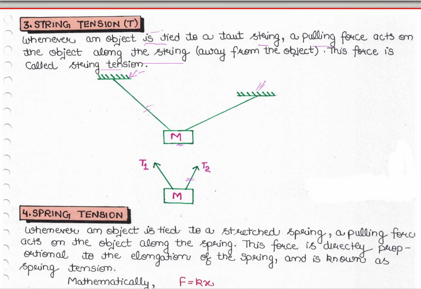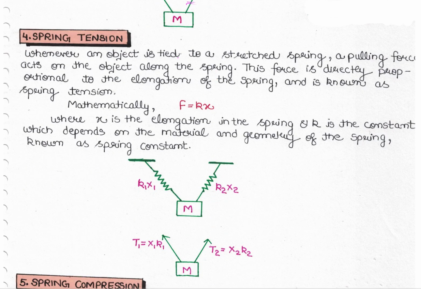Okay. 4. Spring tension. Whenever an object is tied to a stretched spring, a pulling force acts on the object along the spring. This force is directly proportional to the elongation of the spring and is known as the spring tension. Mathematically, you can write capital F is equal to Kx, where x is the elongation in the spring and k is the constant which depends on the material and geometry of the spring, known as the spring constant.